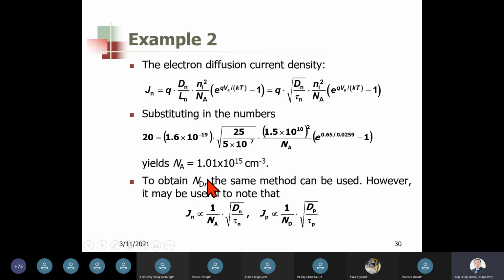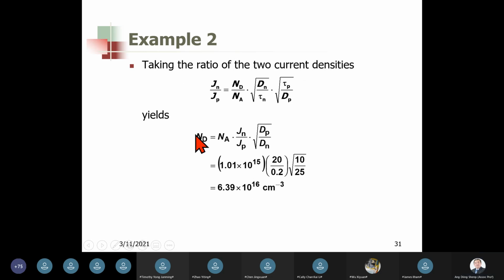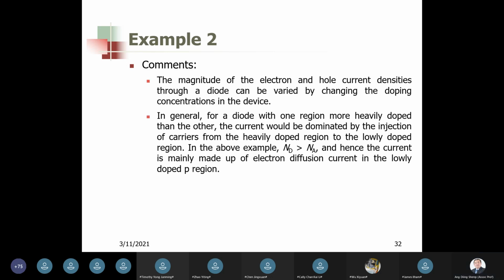And then we can also determine Nd based on the other value for Jp. So if we dope the P and N regions in this way, we can literally control the amount of current that flows under the forward bias condition. You can design diodes having different forward bias current by manipulating the doping concentration of the P and N regions. That's the point that I want to make.